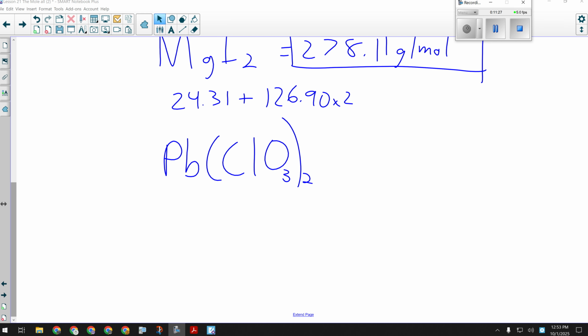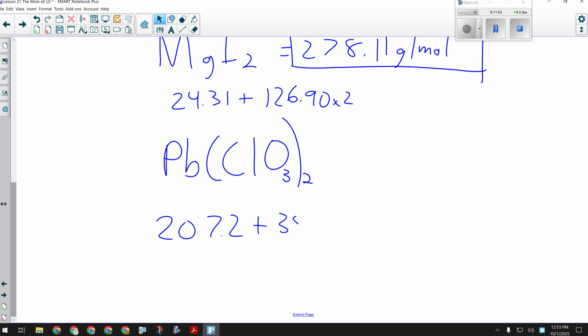Okay, so for lead, we're like 207.2. All right, how many leads in here? Just one. All right, so 207.2. All right, how many chlorates? 2. Right, there's 2 chlorates. There's 1 chlorine in each chlorate.